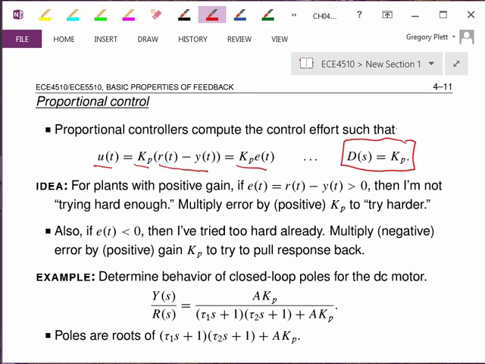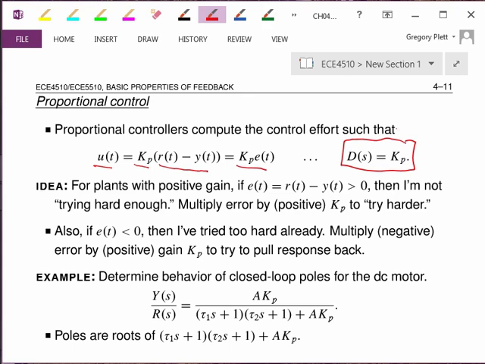But if my error is less than 0, that means that y is too big. I've tried too hard already. So if we multiply this negative error by a positive gain, I will get a negative control effort that tries to pull the response back. So that's pretty intuitive. For most things that we control manually, we have some kind of approach like that. If the output isn't as high as I want, I push harder, and if it's higher than I want, I push less hard, or I pull back.